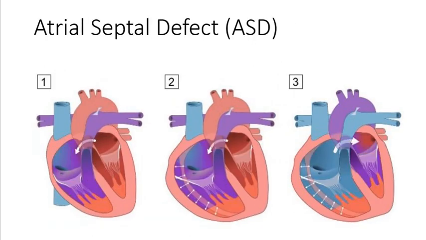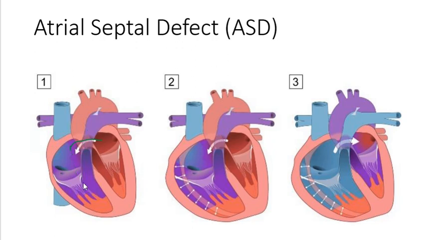It's very simple. ASD, atrial septal defect, is a defect in the atrium. The same thing applies, but the hole is in the atrial septum instead. Blood goes to the atrium, oxygenated blood. So the same thing happens over here. No problem because it's left to right.